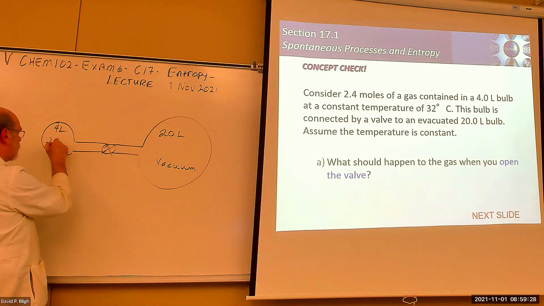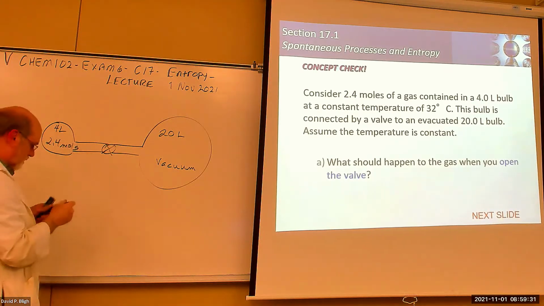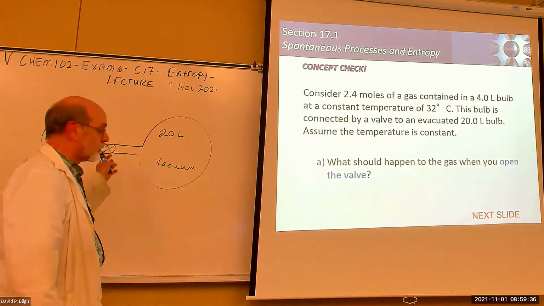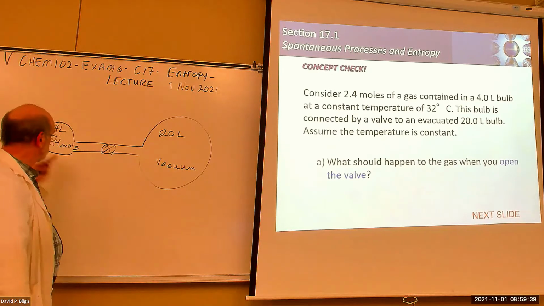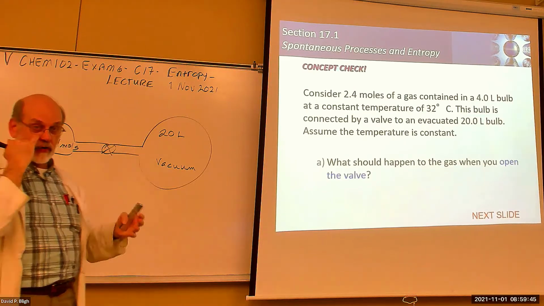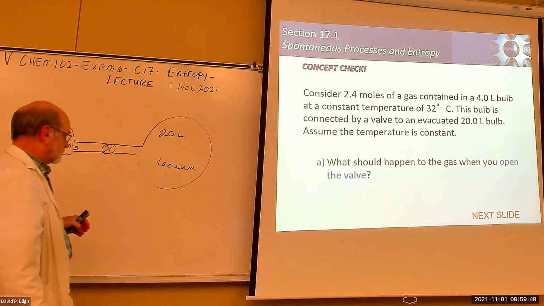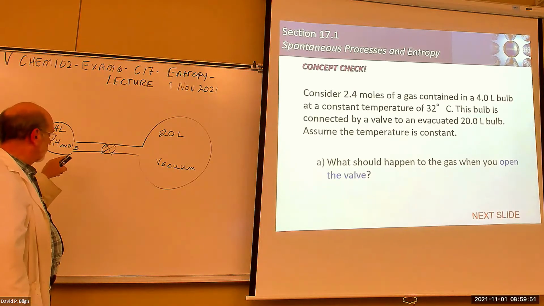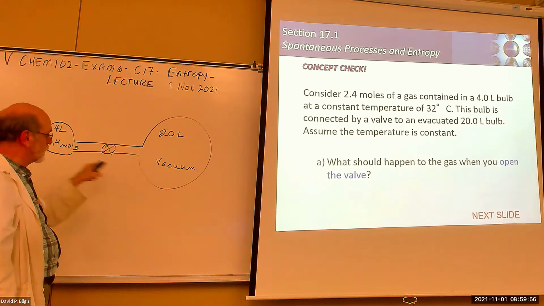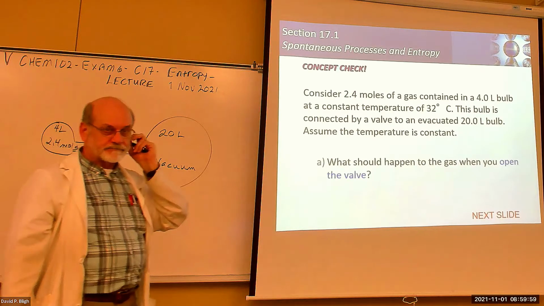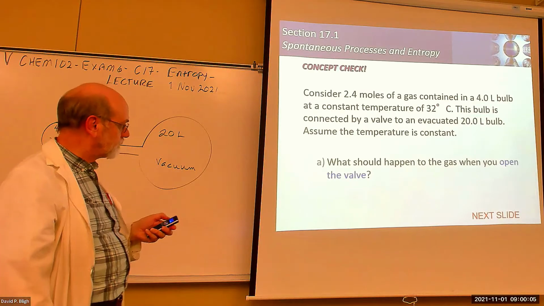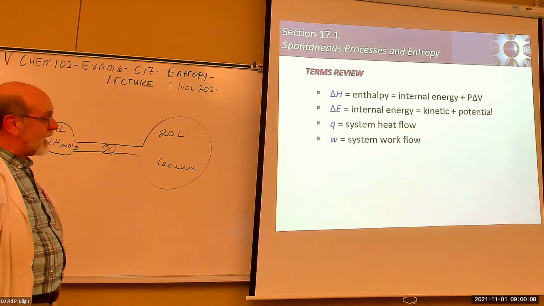So you have 2.4 moles of gas in here. Okay? Intuitively speaking, you know what's going to happen when we open that valve. It's going to go whoosh, and then equilibrate. We've already studied gases in those terms, before and after. So using Boyle's law, if we open this up, if we know the pressure over here, we can find the pressure over there, because it's constant temperature at 32 degrees C. So we know what's going to happen.